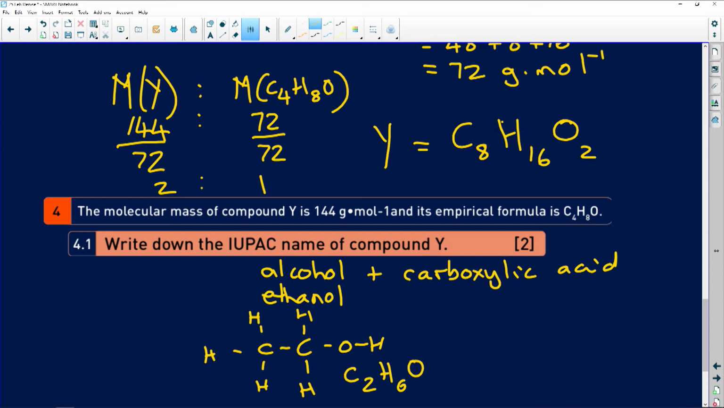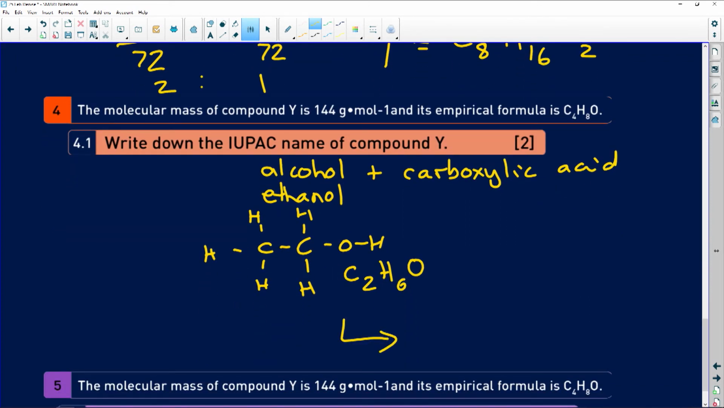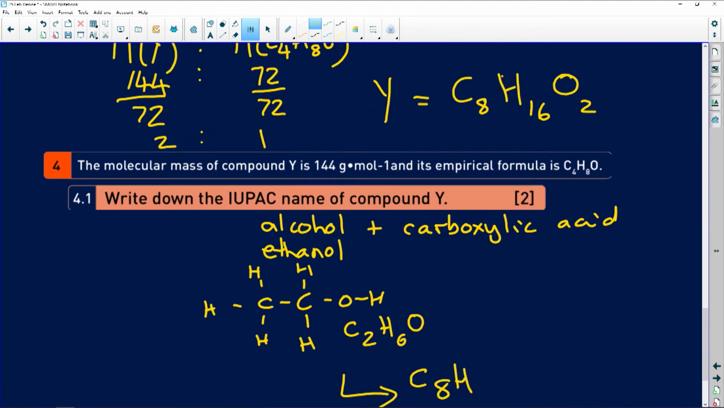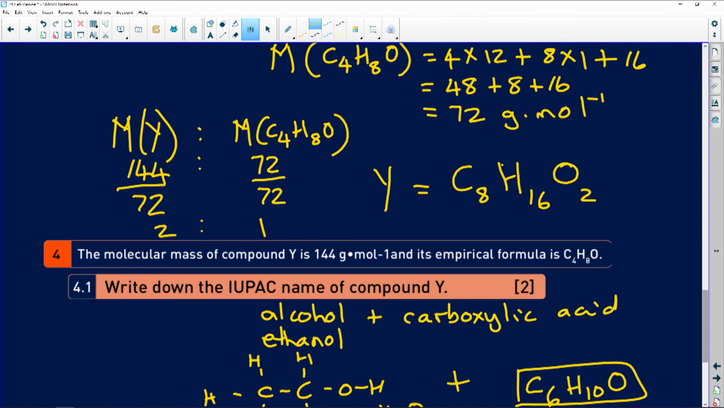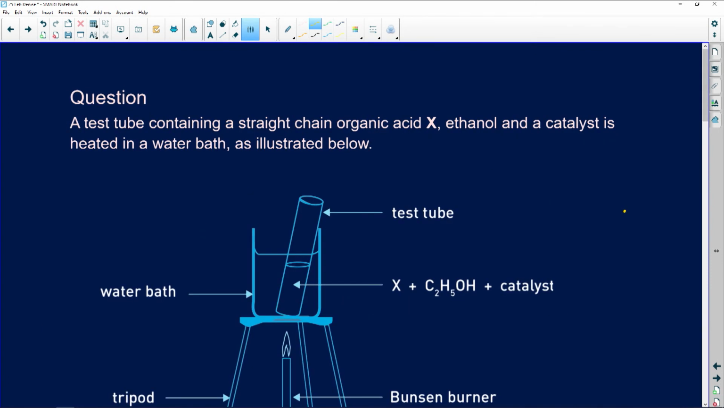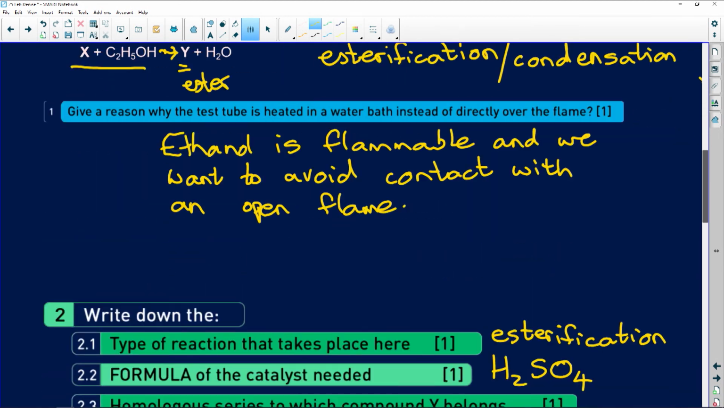I'm making an ester, and we just worked out that the ester's formula was C8H16O2. Therefore, what is left? The carboxylic acid's molecular formula plus that of the alcohol must add up to C8H16O2. All we have to do now is subtract. C8 minus C2 leaves me with C6. H16 minus H6 leaves me with H10. And O2 minus O leaves me with an O. Now I think I've made a mistake here somewhere. Oopsie, sorry. Let me just get back to my question.